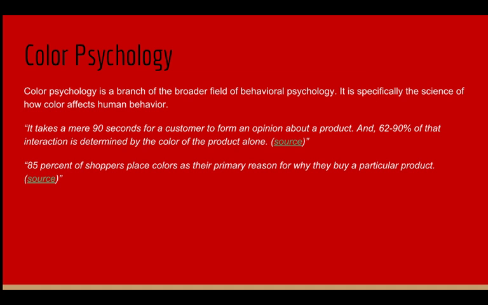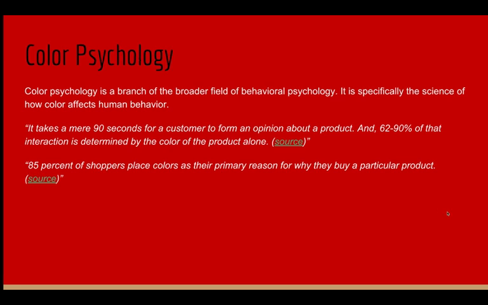It takes a mere 90 seconds for a customer to form an opinion about a product, and 62 to 90% of that interaction is determined by the color of the product alone. That's pretty significant. Also, 85% of shoppers place colors as their primary reason for why they buy a particular product. A lot of this is just happening subconsciously, but it's important to understand that people really are affected by color.